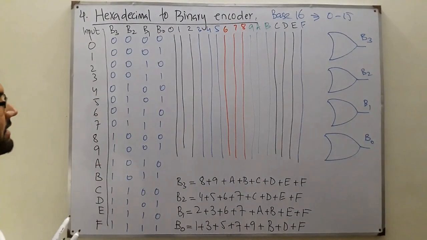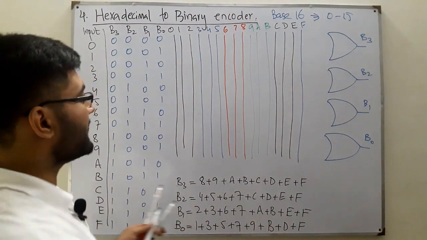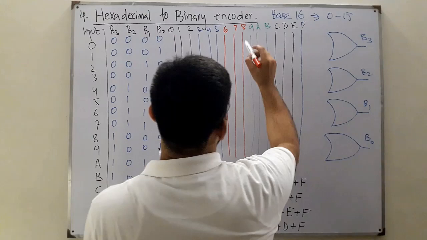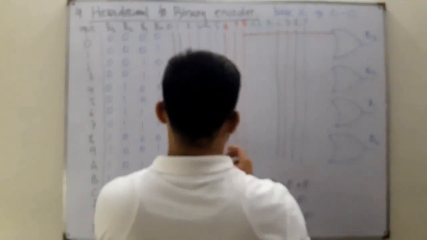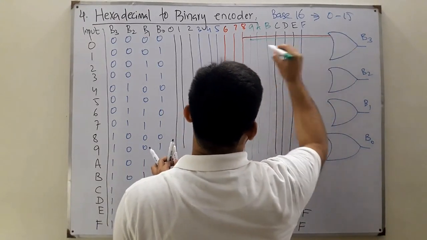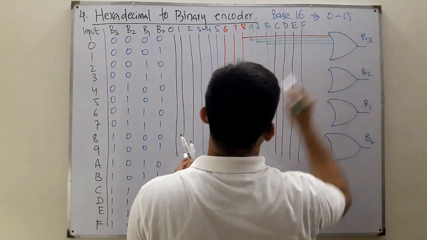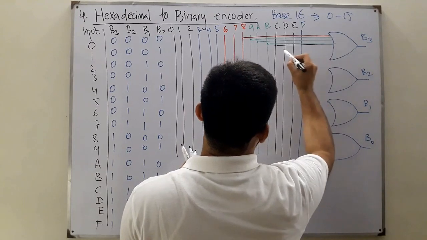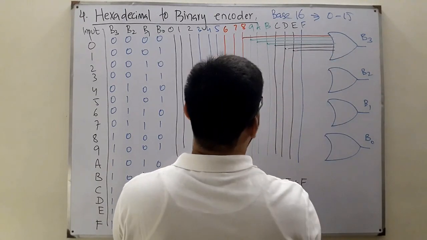Now for B3, you have what? From 8 you have all of them, all right? 8, 9, A, B, C to F. So 8 is represented with this red color. So you have an 8, then you have a 9, then you have a 10, which means A, you have B, and you also have C, D, E, and F.